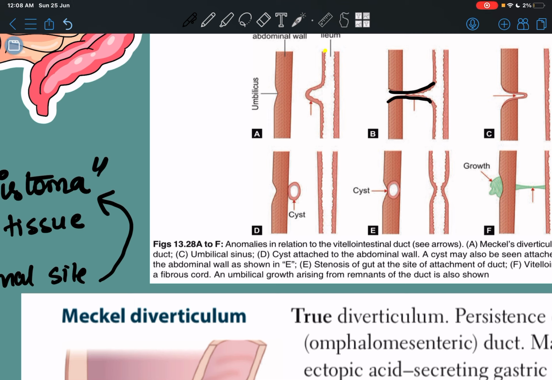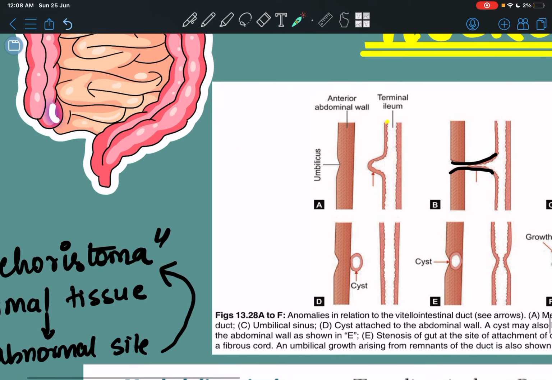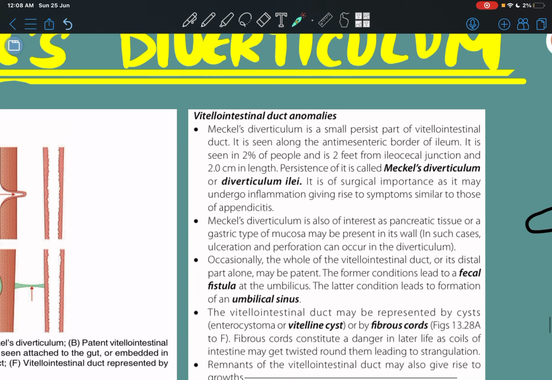So that is there. What also happens is pain. This is near the terminal ileum, right? So it is very close to the appendix. So this pain cannot be differentiated from appendicitis. So mostly the differential diagnosis comes out to be appendicitis because the pain is in the same area. Okay. So to locate it exactly, this Meckel's diverticulum is 2 feet from the ileocecal junction, which is here. So that is also there. So let's see what else is there here. A small persistent part seen along the antemesenteric border of the ileum, in 2% of the people. So we'll go to the rule of 2 in some time.